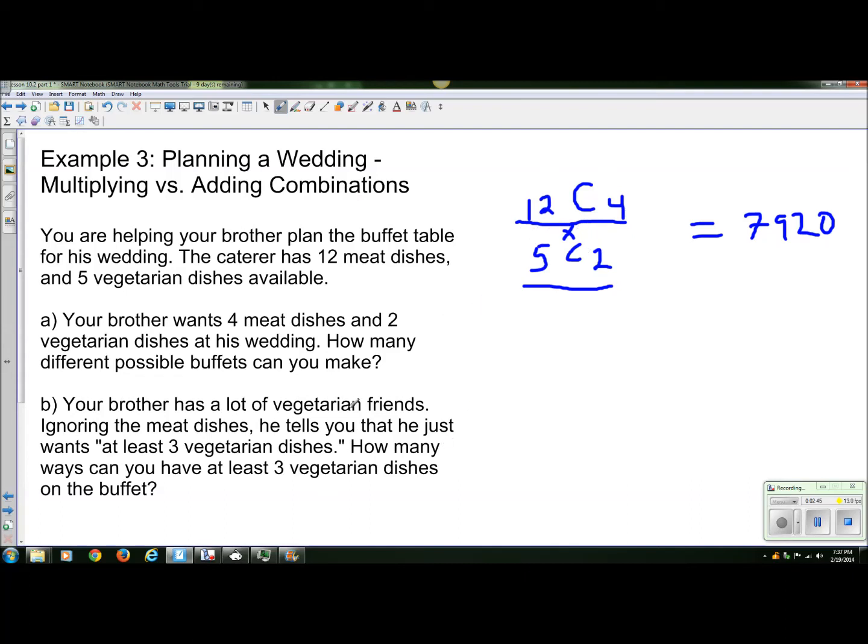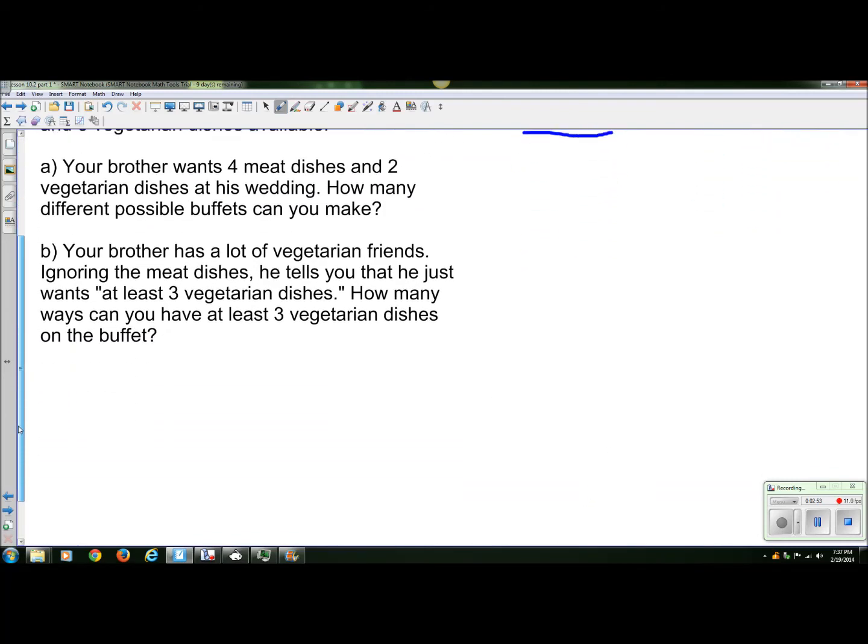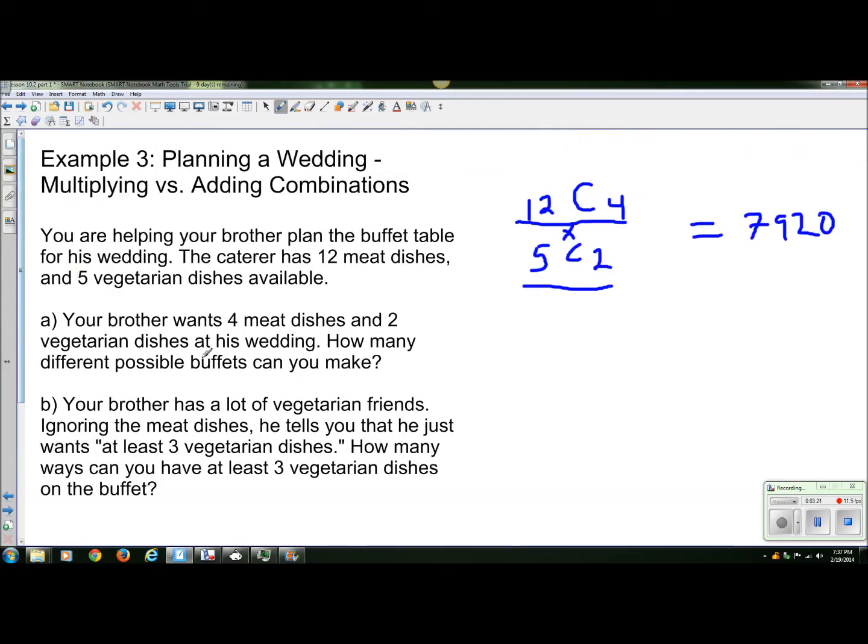Let's look at this other example because it's going to contrast that. So, what if your brother had a lot of vegetarian friends? So, he just wants to ignore meat dishes altogether, and he says he wants at least 3 vegetarian dishes. How many ways can you have at least 3 vegetarian dishes on the buffet? What does it mean to have at least 3? Well, that means you could have 4, right? Or you could have 3, or you could have 5. But you couldn't have 2, because that's less than 3. And also you couldn't have 6, because there's only 5 different possible vegetarian dishes available in the first place.